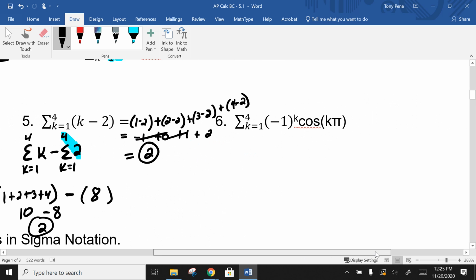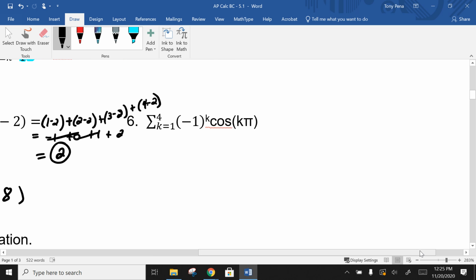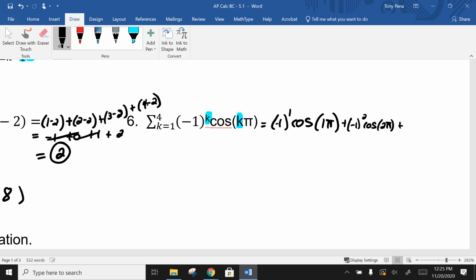All right, and then number 6, one to make you think just a little bit, because these should all be pretty nice. It also gets to the point where if I have multiple k's, then when I plug my integer in, I just have to plug it in everywhere I have the k. So for this one, I start with the integer 1. So -1 to the 1, cosine of 1 pi. Plus -1 squared, cosine of 2 pi. -1 cubed, cosine of 3 pi. Plus -1 to the 4th, cosine of 4 pi. It just gets smaller and smaller.